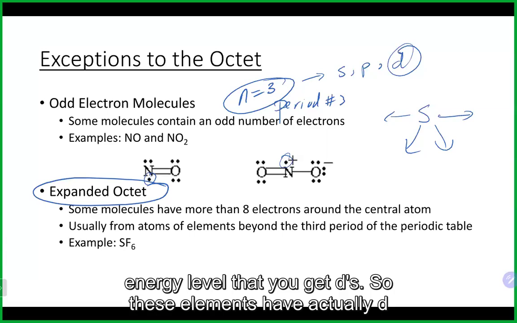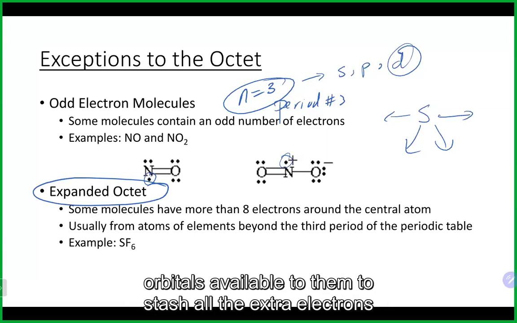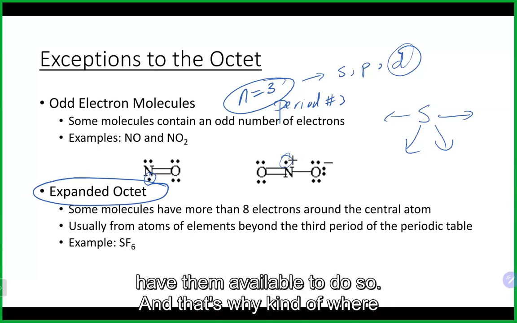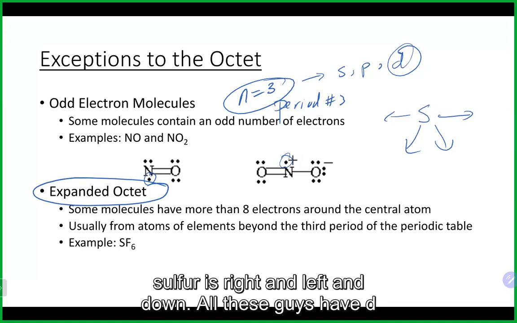So these elements actually have d orbitals available to them to stash all the extra electrons they may need, even if they're not using them. They actually have them available to do so. And that's why where sulfur is, right and left and down, all these guys have d orbitals available to do so.